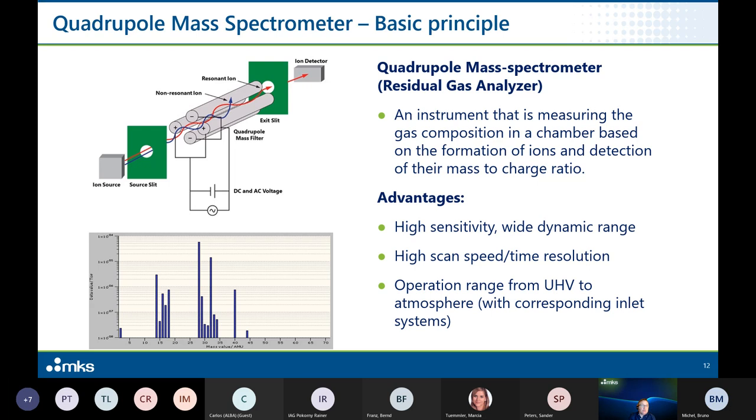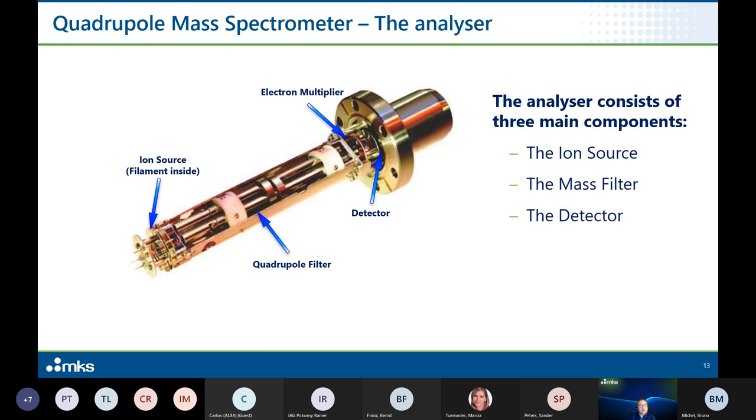So let's look a little bit more in detail at the system. Here you see what a quadrupole analyzer looks like. Here in front, you have the ion source. Then you have the quadrupole mass filter here, and you have the detectors here. We will come to that a bit later.